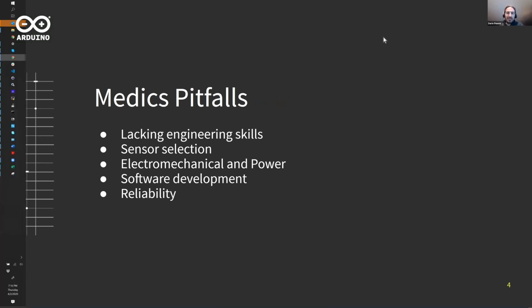Now, there is a problem in terms of the kind of approaches that the two sides of technicians are taking. Medics, on one hand, know very well what to do, but they're very likely lacking engineering skills. They may go wrong on the sensor selection or on the kind of motor or the power supply, the software development, and how to make sure that all of this stuff works together reliably.